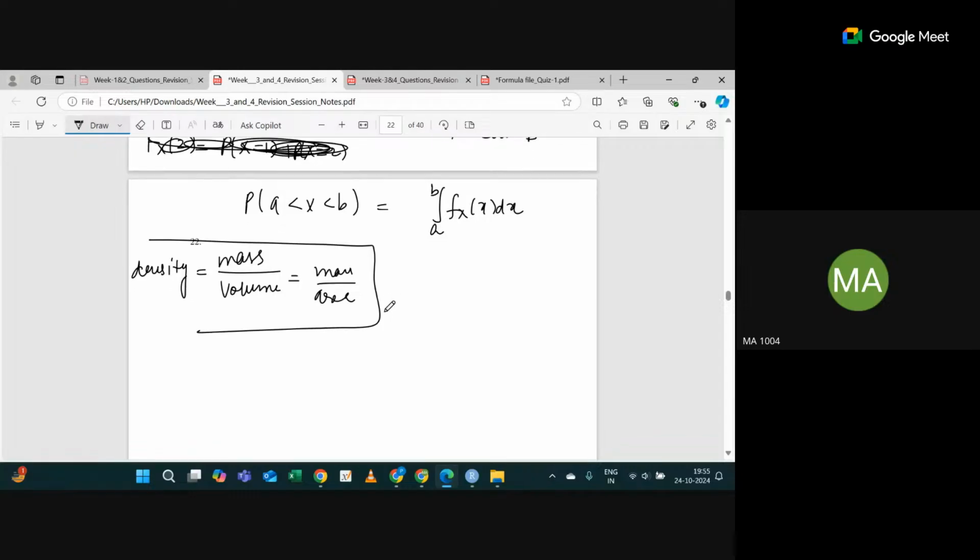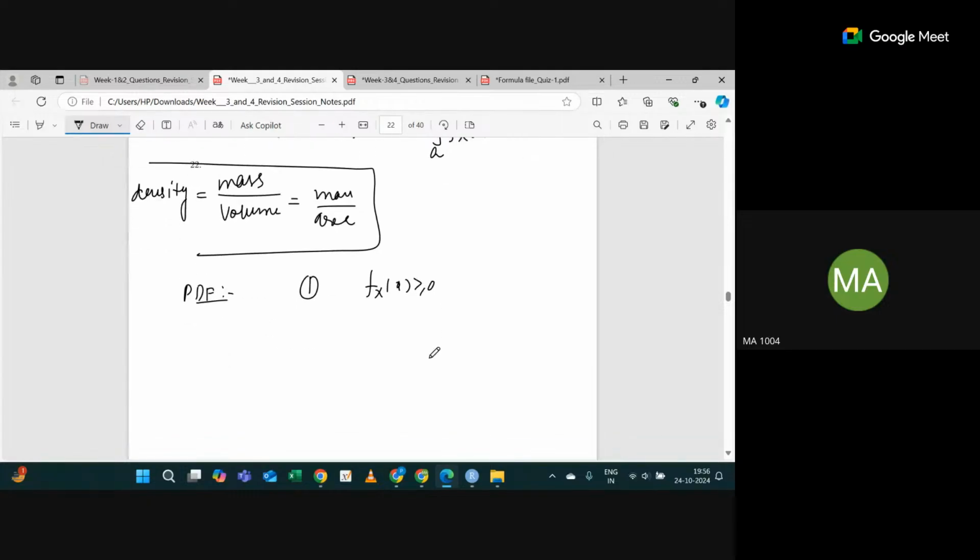So key thing is, in case of discrete PMF, valid PMF, what were the two key properties? All the probabilities should be greater or equal to 0, and summation of all the probabilities will be 1, right? In case of PDF, what will be the properties? fX(x) should be greater or equal to 0. Second, integration over the whole range, let's say minus infinity to infinity, should be equal to 1.